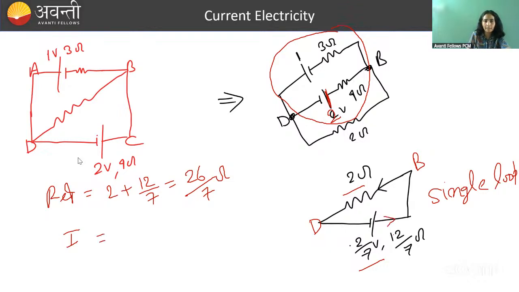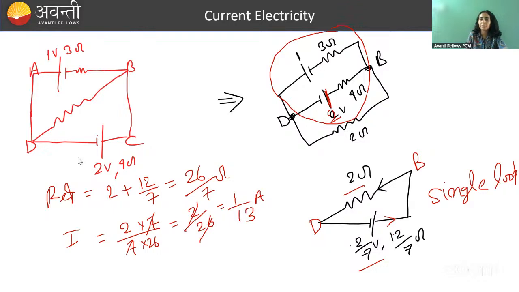So current को आप क्या लिखोगे? Potential difference 2 by 7 divided by 26 into 7. So this is going to give you how much? 2 by 26. Am I right? Yes. So this is equal to how much? 1 by 13 ampere. What will be the potential difference across B and D?